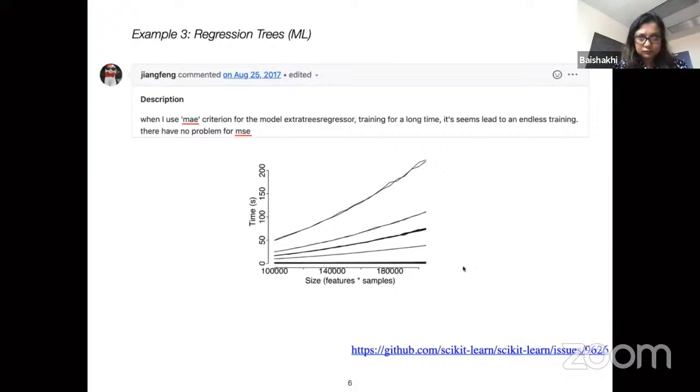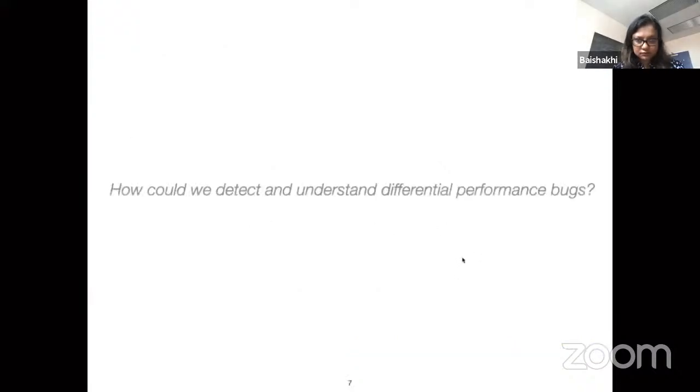Finally, and most importantly for the purpose of this talk, is for machine learning library, where a user of scikit-learn libraries reported that they observed significant performance degradation in applying regression trees with MAE criterion as compared to MSE criterion. And in this plot, you can see the performance time versus the size, where there are different modes in the response time. All of these challenges raise the question, how could we detect and understand differential performance bugs?